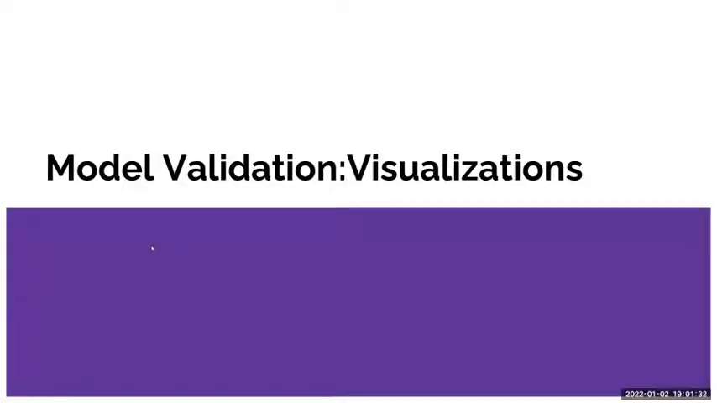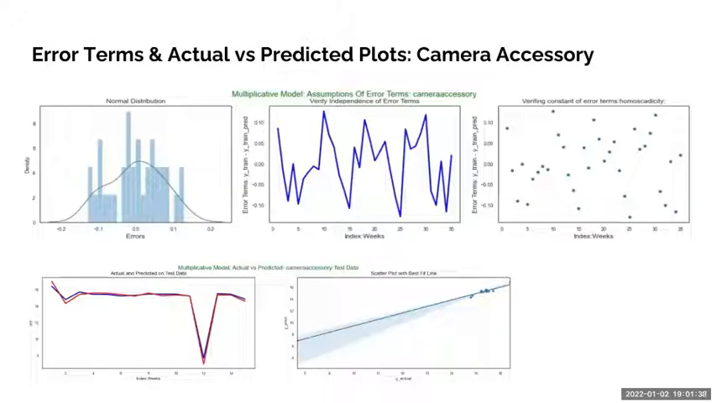Some model validation visualizations, standard stuff, to check whether a model is correct or not. The assumptions of linear regression, right? The error terms are normally distributed, so that's seen here in the first plot. Then independence of error terms, we don't see any specific pattern. And then homoscedasticity, the constant variance of error terms, there is again no pattern here. So all these assumptions are valid.